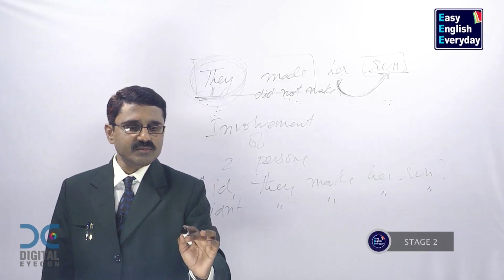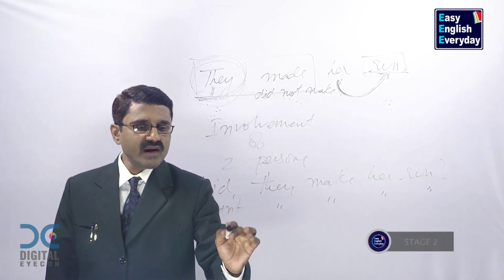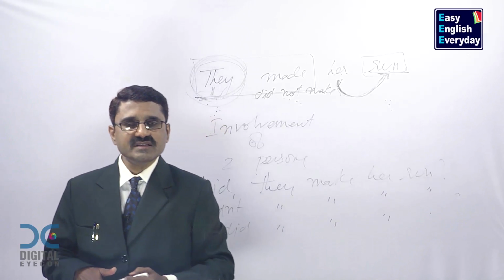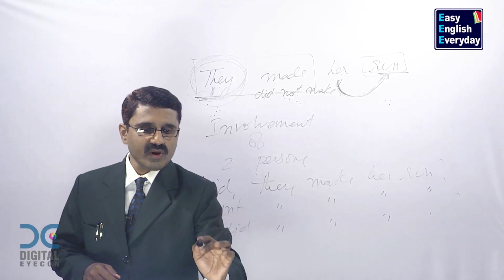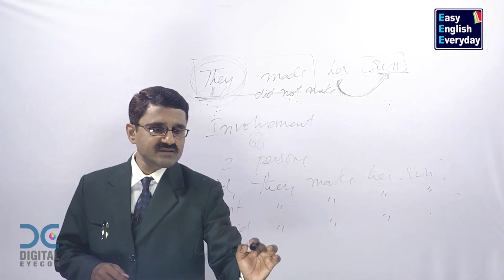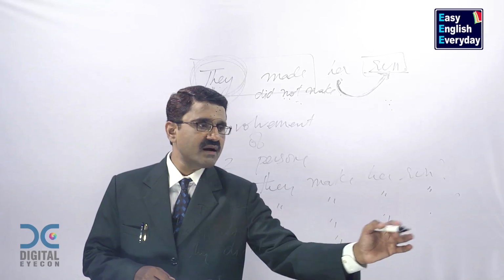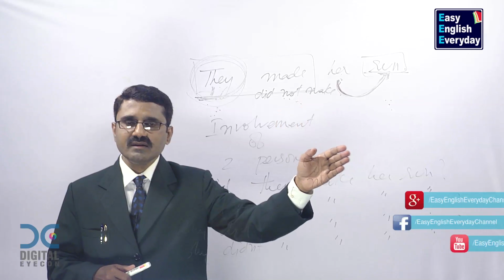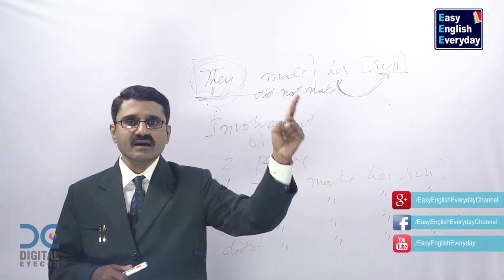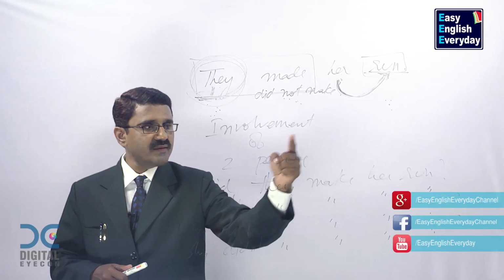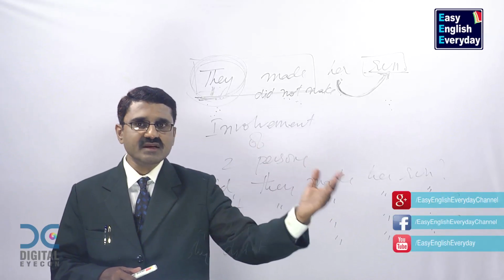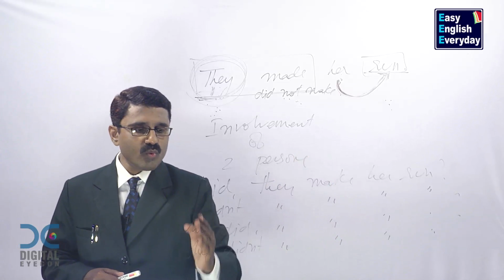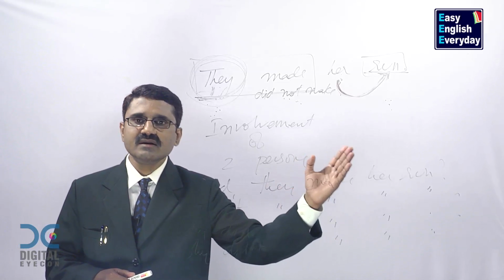Then what about WH questions? Why did they make her run? Why didn't they make her run? Let us repeat all the forms. They made her run. They did not make her run. Did they make her run? Didn't they make her run? Why did they make her run? Why didn't they make her run?